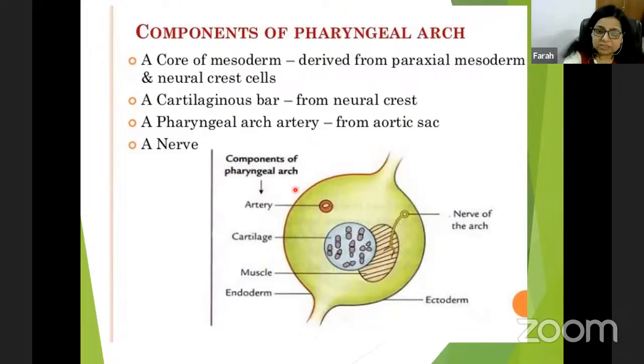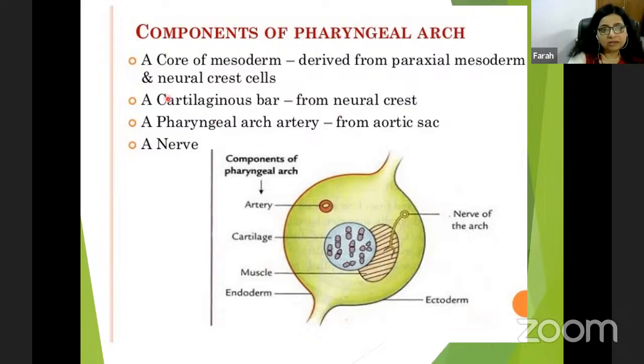Now, each arch basically has certain components. These components are the artery, cartilage, which may or may not convert to bone, then there is a muscle and the nerve of that particular arch, which supplies the muscle. Now, this nerve is carried to the muscle where it is finally reaching its destination, so that you can identify which arch the muscle is derived from. So the muscle goes to the destination and it carries with it the nerve of that particular arch, so that you can make out how the muscle is related to the nerve and to that particular arch.